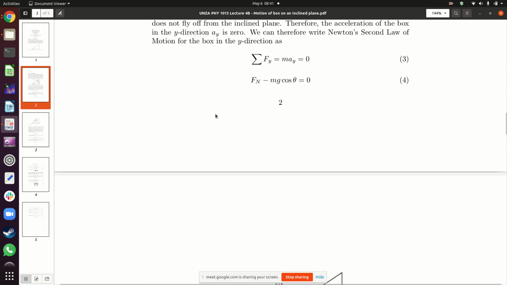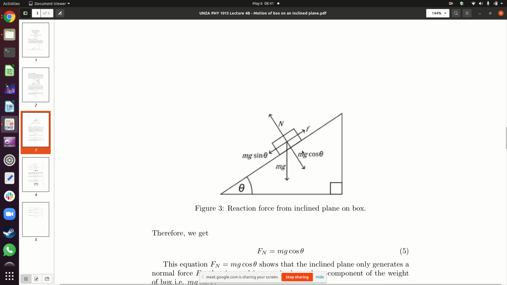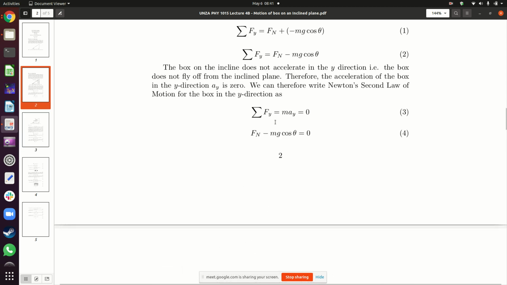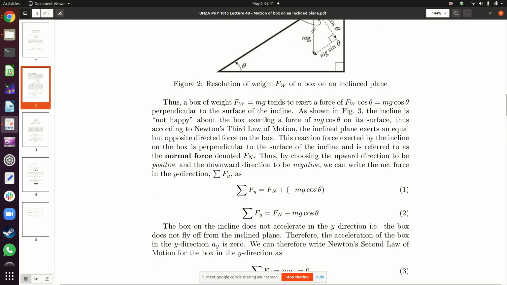Okay. Next, we need to work out the resultant force. We start with the resultant force along the y direction. It's very simple because the box only moves along the x-axis, along the incline. So the position of the box along the y direction does not change. If the position does not change, the velocity of the box along the y direction does not change, which means there is no acceleration along the y direction.